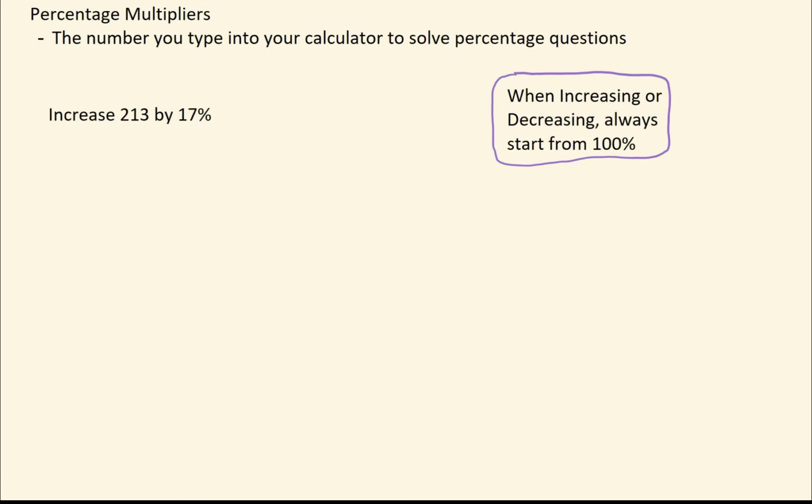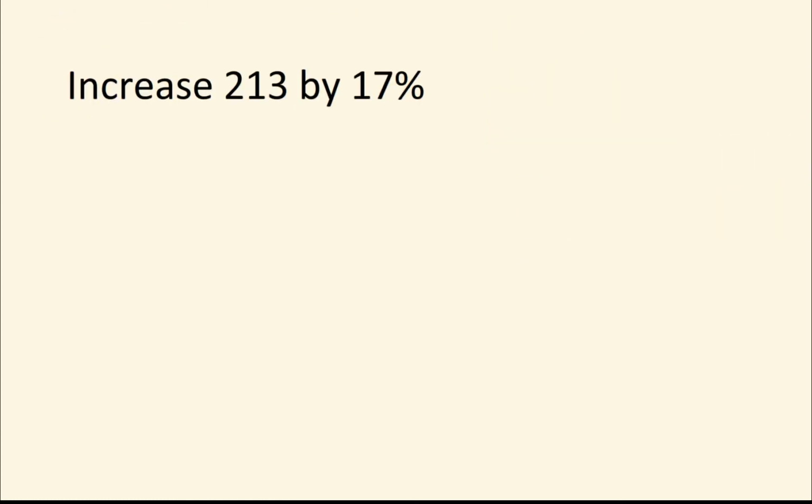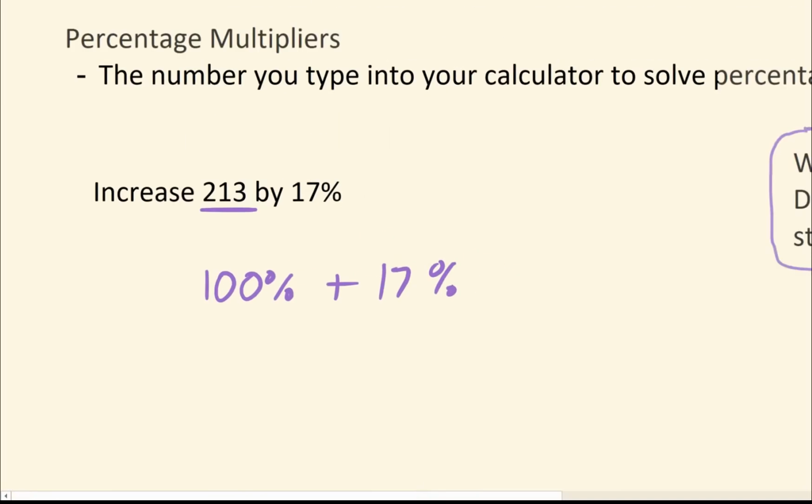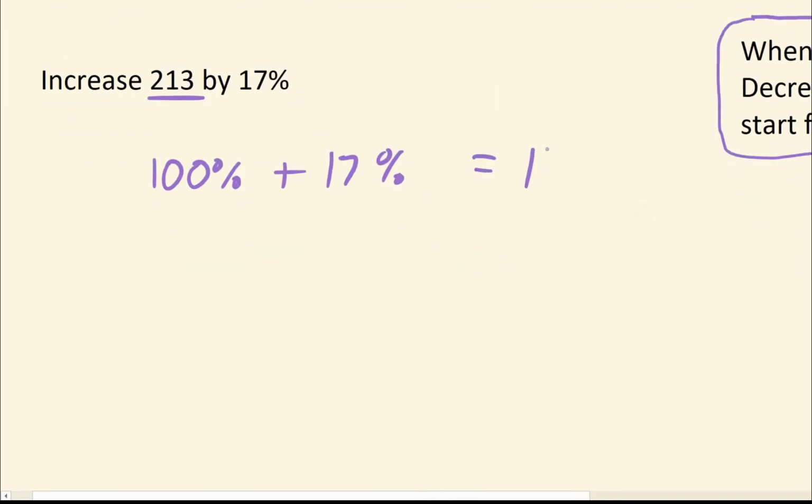Okay, next we have increases and decreases. Whenever you increase or decrease, you always want to start from 100%. For this question, we're starting with 213. So we start with our full amount, and then we're going to add on another 17%. If we are starting with our full amount, we are starting with 100%. We then want to add on another 17%. So we now want a total of 117%: the 100% we started with, and this extra 17% we're now adding on.